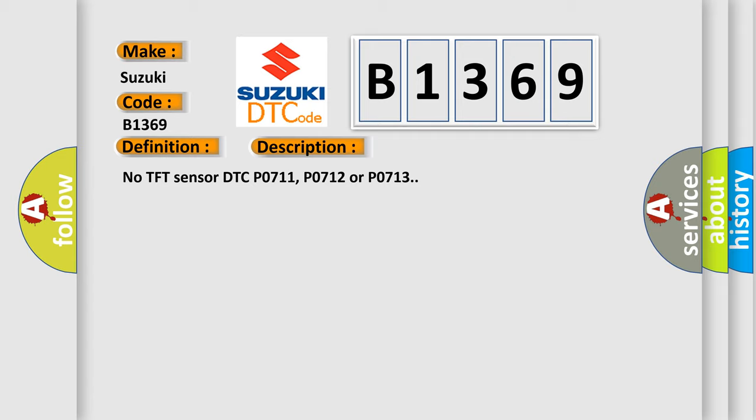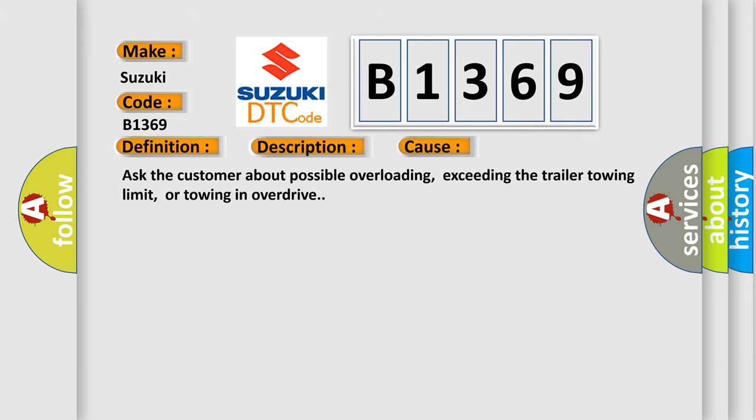No TFT sensor DTC P0711, P0712 or P0713. This diagnostic error occurs most often in these cases. Ask the customer about possible overloading, exceeding the trailer towing limit, or towing in overdrive.